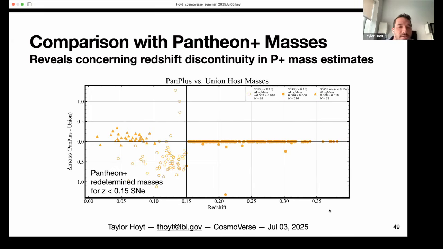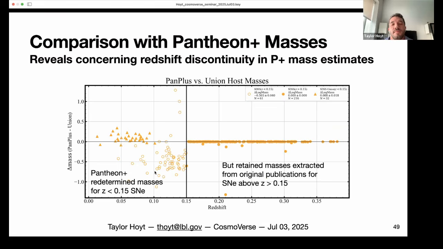So for low redshift galaxies, Pantheon Plus redetermined the masses using their own methodologies. And those are shown, the comparison is shown as the orange circles. And then for high redshift, they returned the masses that they extracted from original publications. So Union also pulled the masses from the same papers. So that's why you have the exact agreement on the zero line.